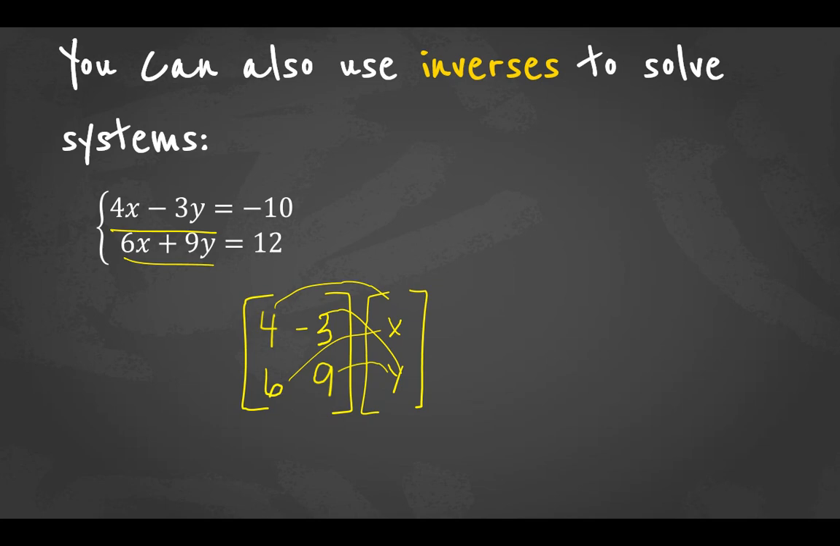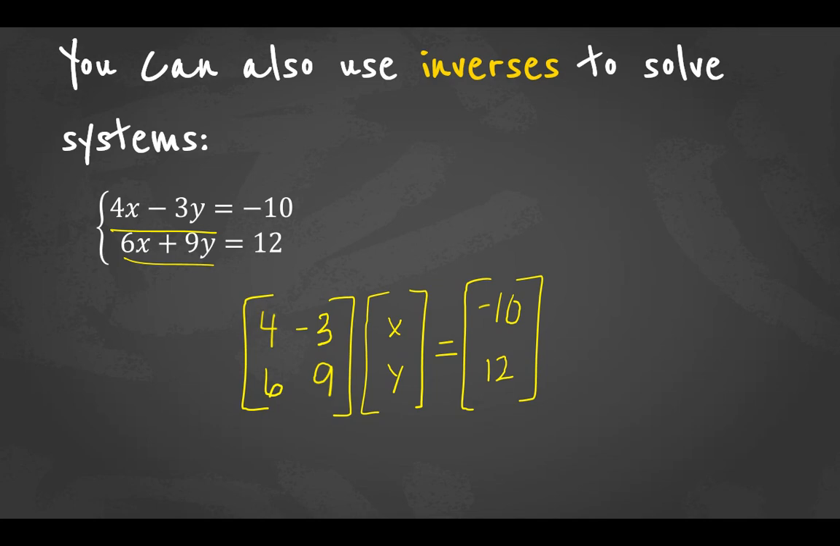Let me erase all my lines here. Too many. Okay. Now we're going to say that this is equal to our answer matrix. So pause for a second. Do you see how I got these matrices from the problem? I'm kind of just organizing the system in a slightly different way.